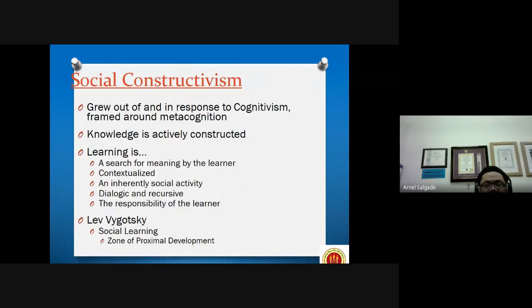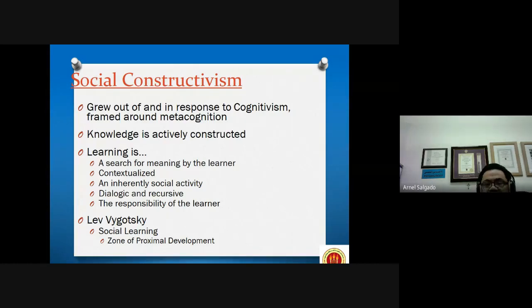All right. Moving forward to social constructivism, an offshoot of social learning theory. This grew out of and in response to cognitivism. Cognitivism also emphasizes the process of formulating ideas and thinking and intelligence. This is actually playing on metacognition. That is creating an idea out of the activity that you could actually have. You are thinking beyond what is expected of you. That's the meaning of metacognition.